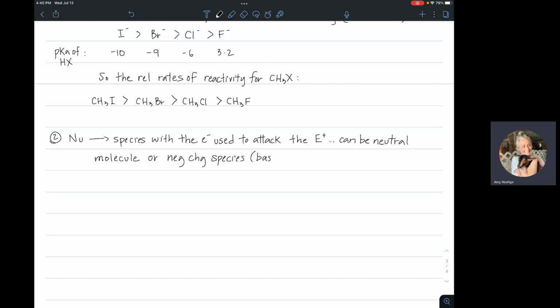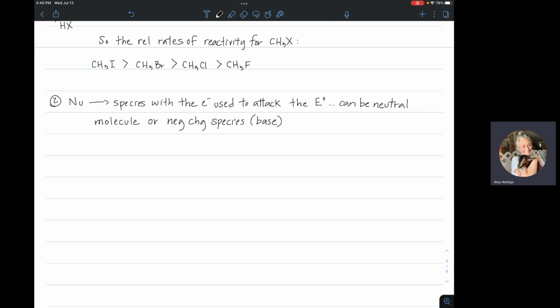Sometimes we think of those as a base. So what then is the difference between a base and a nucleophile? Because when we move into elimination reactions, we're going to be using bases, right, to deprotonate carbons. When do bases become nucleophiles? What's the difference, right? So we should probably talk about that.